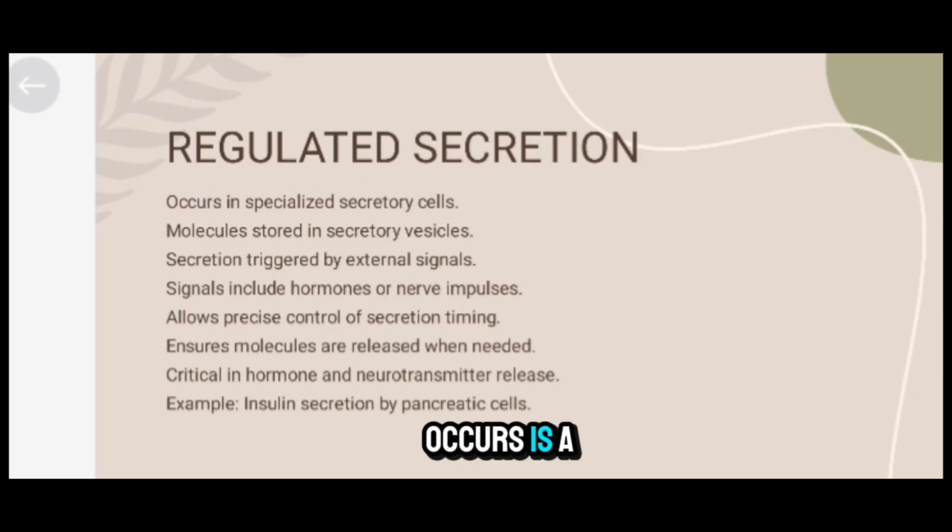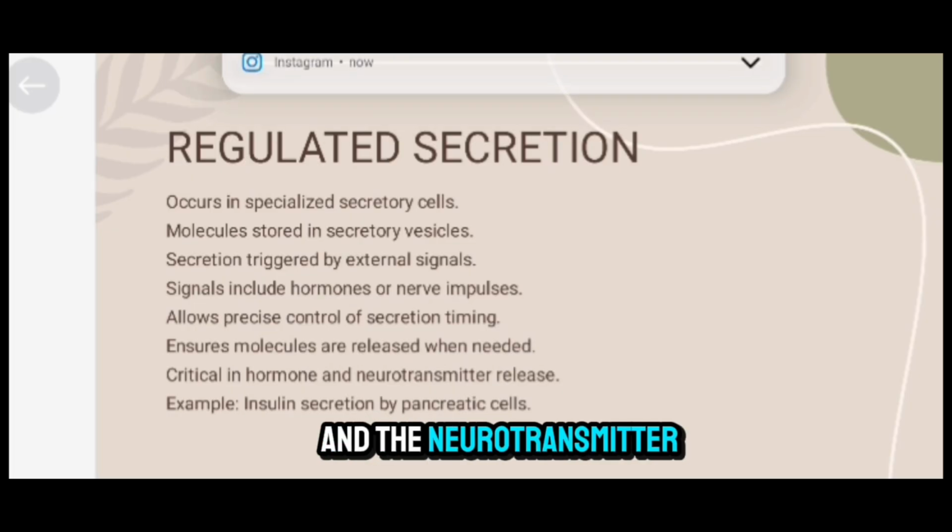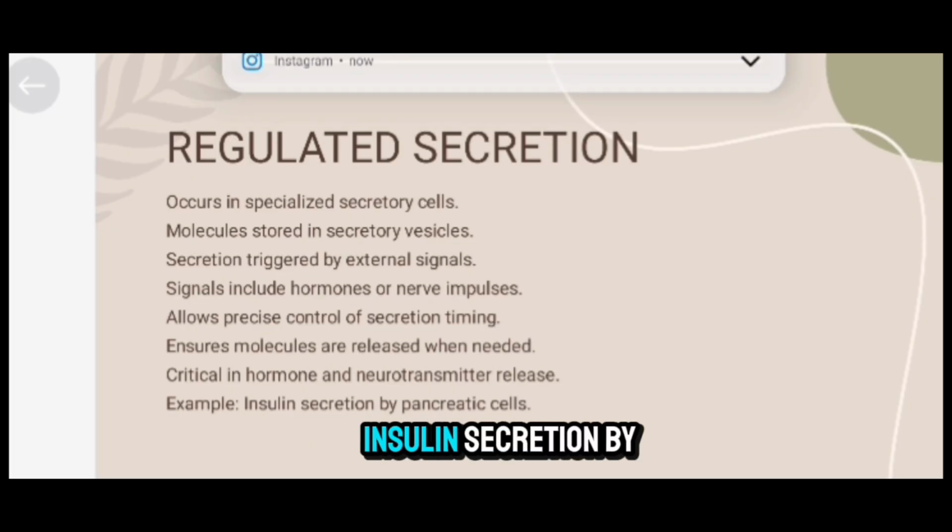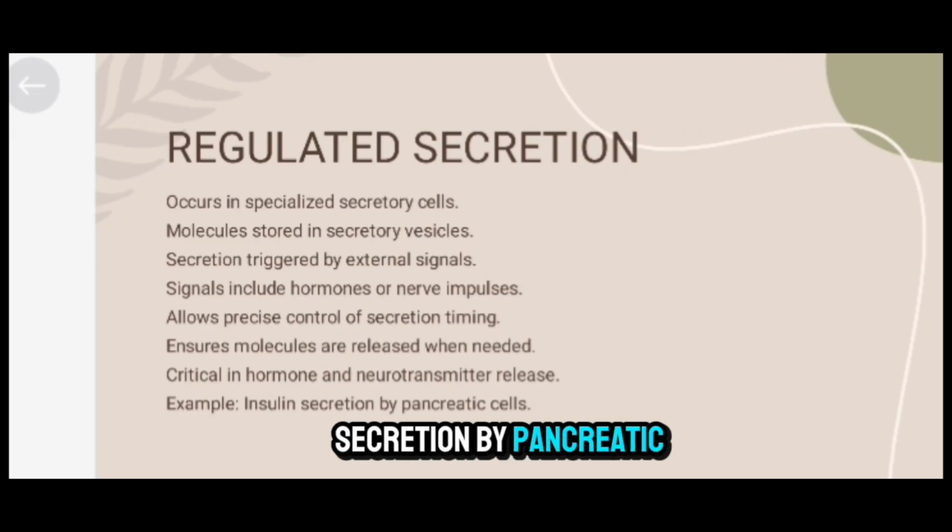Regulated secretion. This occurs in specialized secretory cells. Molecules are stored in secretory vesicles. Secretion is triggered by external signals. Signals include hormones or nerve impulses. Allows precise control of secretion. Timing ensures the molecules are released when needed. Is critical for hormone and neurotransmitter release. Example: insulin secretion by pancreatic cells.